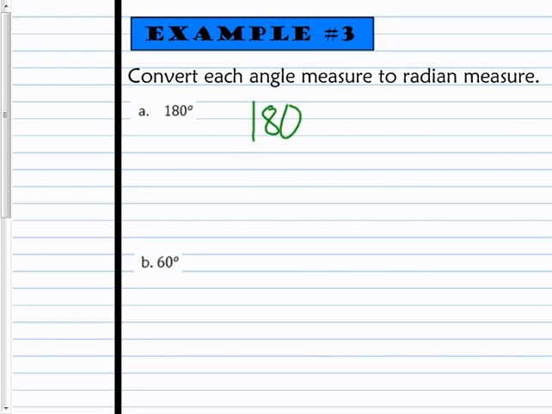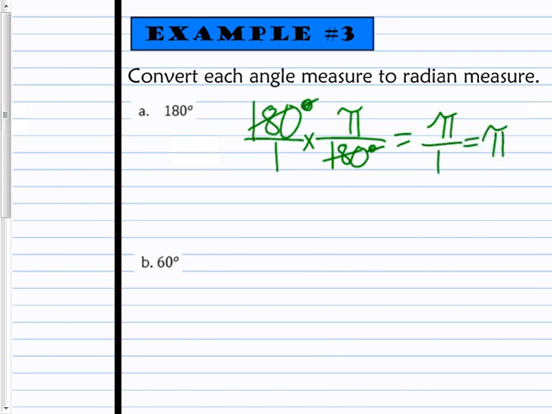180 degrees. And if you want to put it over 1, if that makes you happy, feel free to. And I'm going to change it into radians. I need to get rid of the degrees, so the degrees are going to go on the bottom, and then pi is the numerator. So degrees cancels out. These cancel out because 180 goes into 180 once. So now we just have pi over 1, or simply pi.